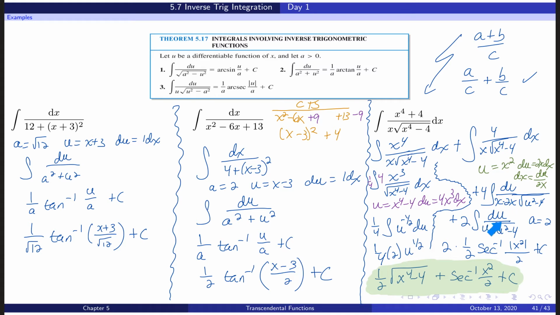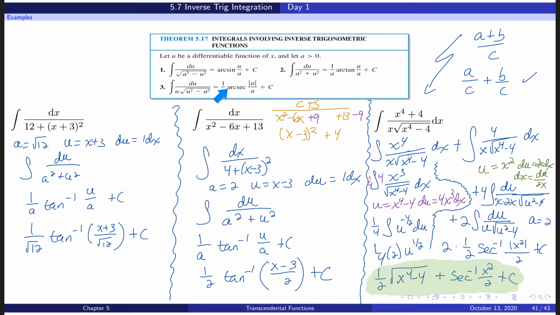Well, if I take u, which is x squared, and take this x times 2x and turn the x squared into a u and bring the 2 outside, now I have a 2 out there. The 2 that I just brought to the outside is actually in the denominator, so 4 divided by 2 is 2. Okay, now this is set up like this statement here. I've got the antiderivative of du over u squared minus a squared.